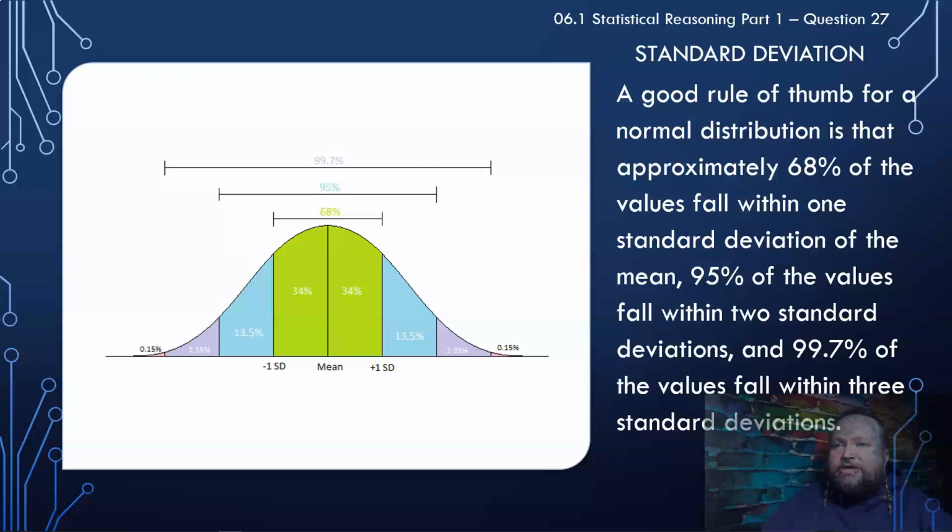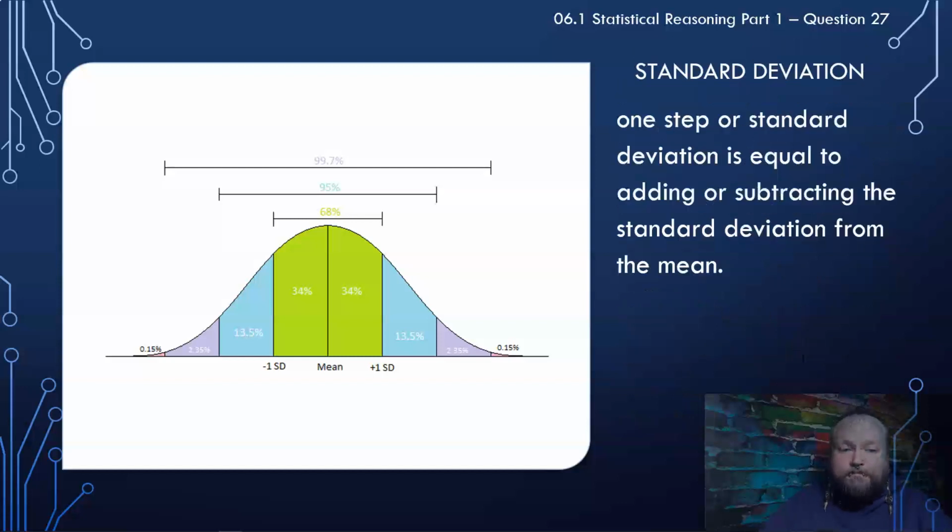And with these deviations, we see how much the overall data clumps and gathers. So knowing that when we go one deviation out, positive and negative, and get that range, we know the first is 68%, then 95%, then 99%. One step, or standard deviation, is equal to adding or subtracting the standard deviation value from the mean. So the actual value we get back is just one deviation value.